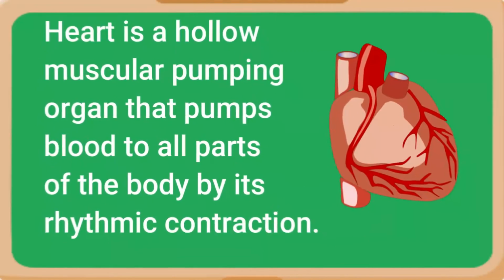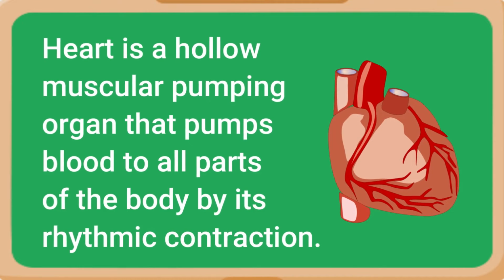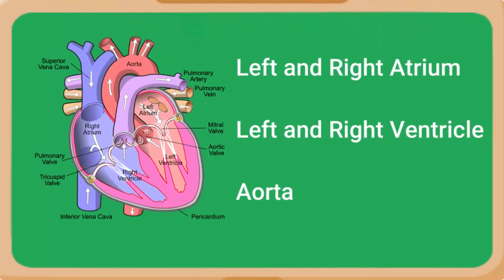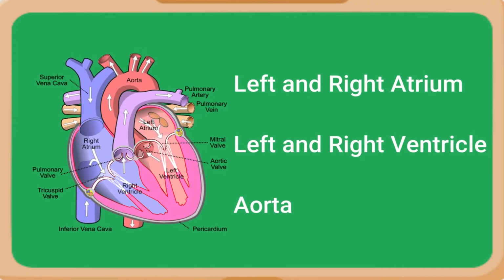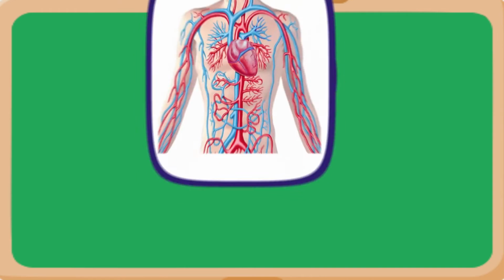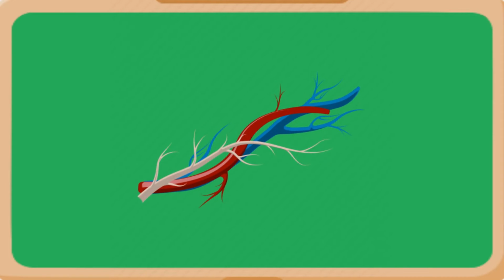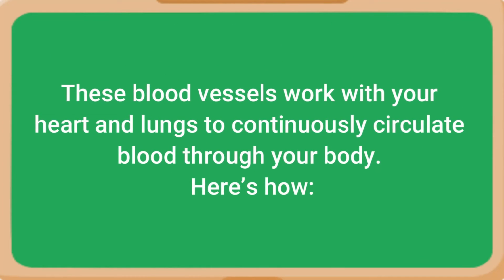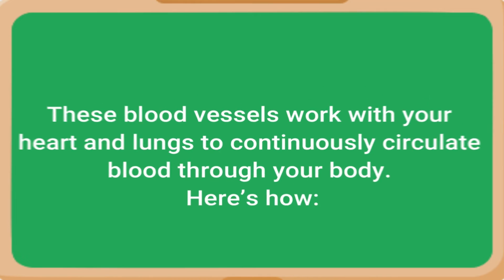Heart is a hollow muscular pumping organ that pumps blood to all parts of the body by its rhythmic contraction. It has 4 major chambers such as left and right atrium, right and left ventricle, and aorta. How does circulation happen? Your circulatory system functions with the help of blood vessels that include arteries, veins, and capillaries. These blood vessels work with your heart and lungs to continuously circulate blood through your body, and here's how.